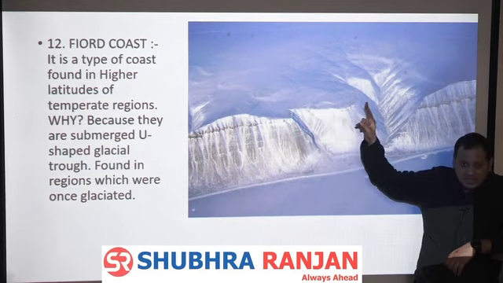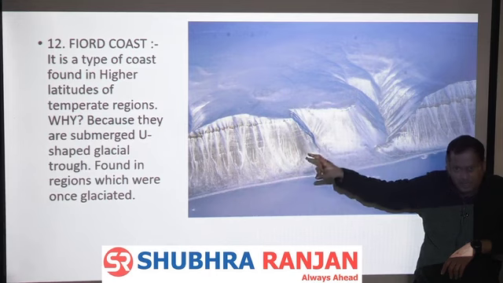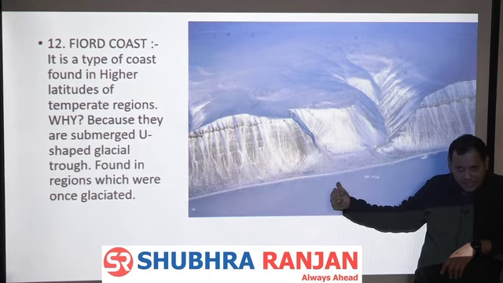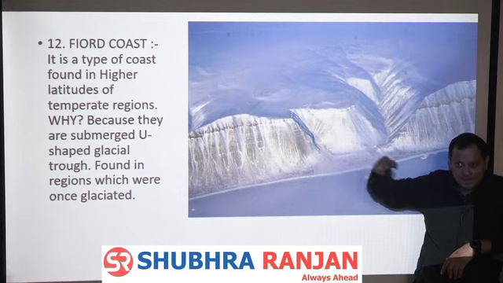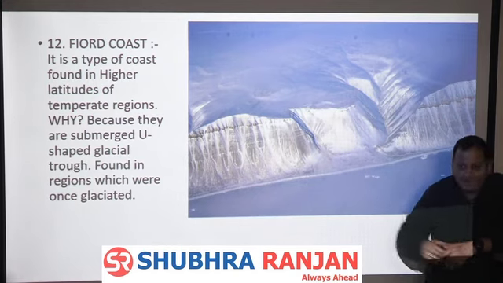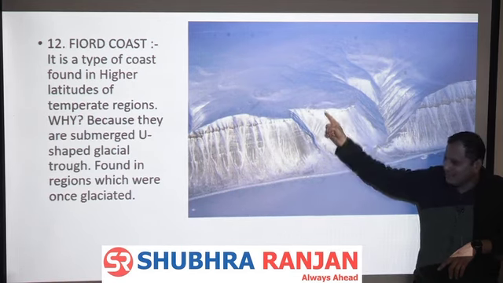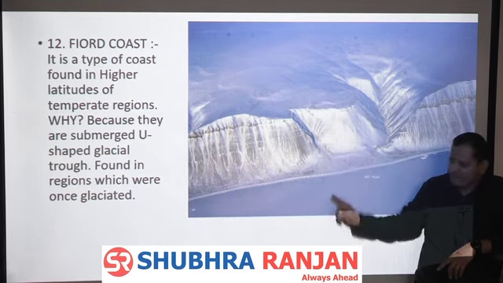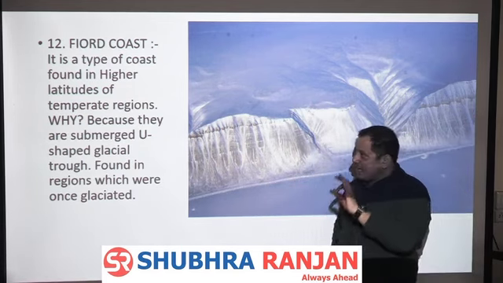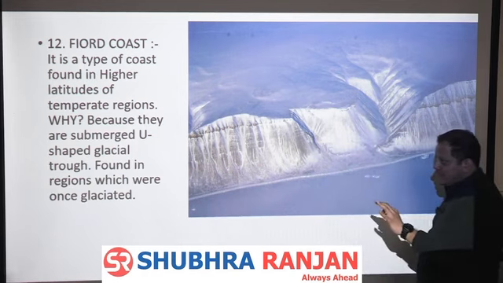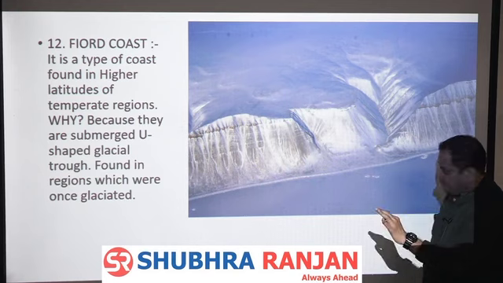So you can see in this region, in the regions of fjord coast, fjord coast, water or sea is always having the back of very steep high mountains. Again continental drift yaad karna, isiliye lemmings migrate hote the, yahan pe aane ke baad they used to fall down and aisa lagta tha mass suicide. Lemmings of Norway. So this is a typical Norwegian coast. It is a type of coast found in the higher latitudes of the temperate regions. Why? Because they are submerged U-shaped glacial troughs.